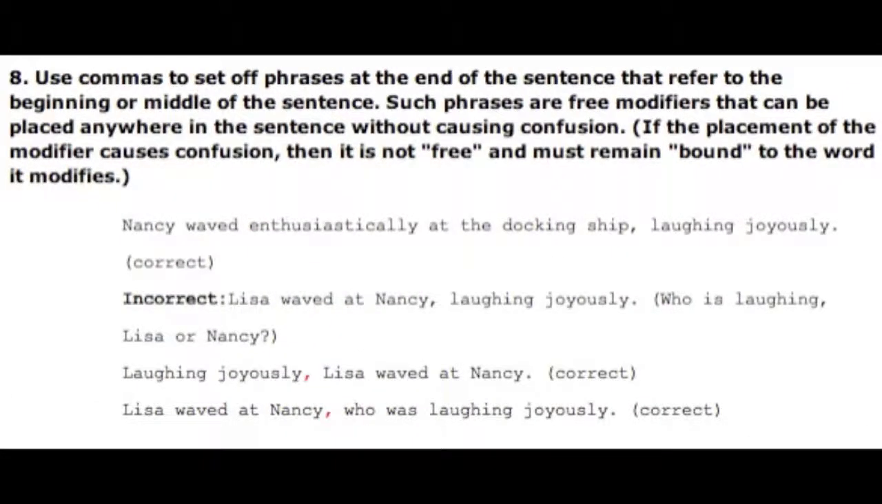Another way to use a comma is to set off a phrase at the end of your sentence. So looking at the first example, you can see how it works well because you know who's talking. You want to make sure that you always are specific with who's talking. So looking at the second one, you can see that it's confusing because you don't know who is doing the laughing.